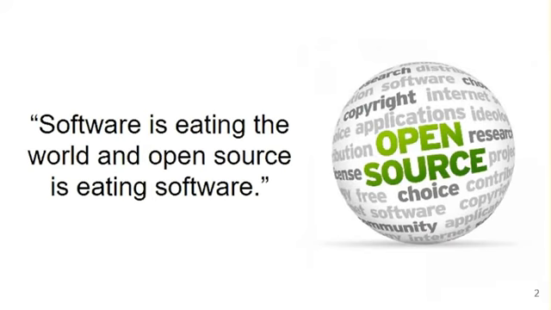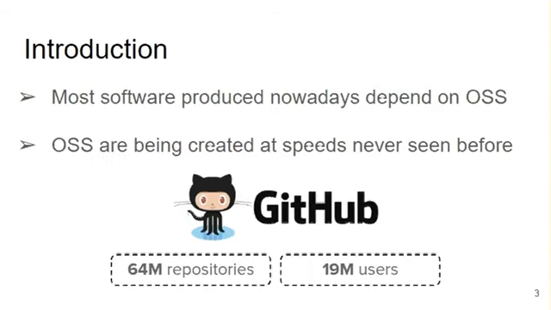Nowadays, open source code is widely used to reduce costs or to speed up software development. So, we can say that if software is eating the world, open source is eating software. Most software produced nowadays depends on open source systems.